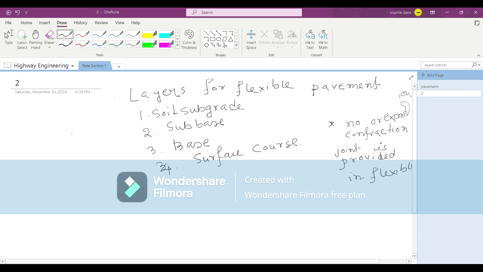What are the codes? Codes are generally IRC 37, IRC 37 2012. These are the design code of flexible pavement.